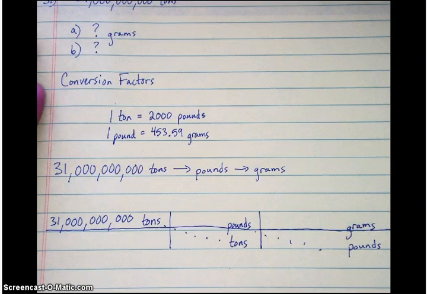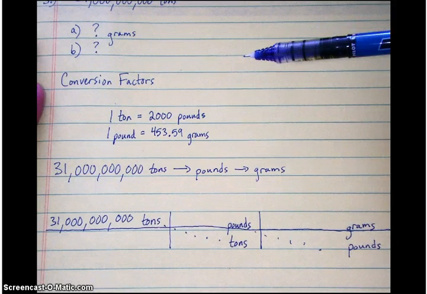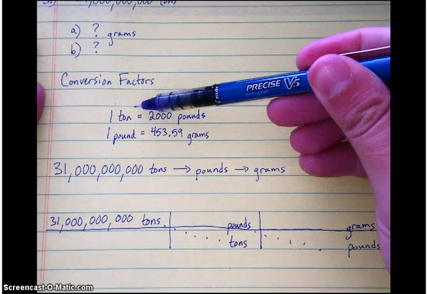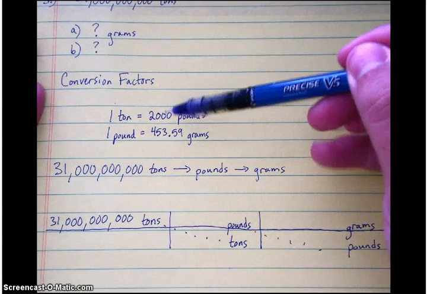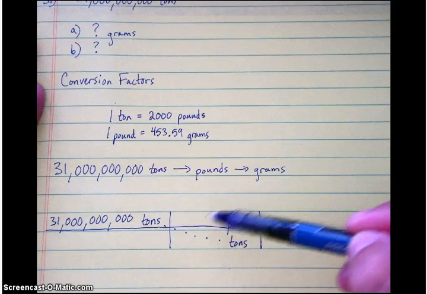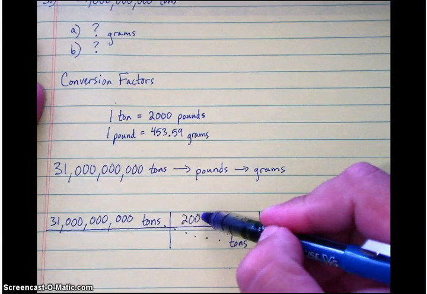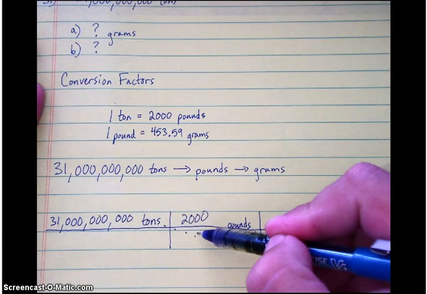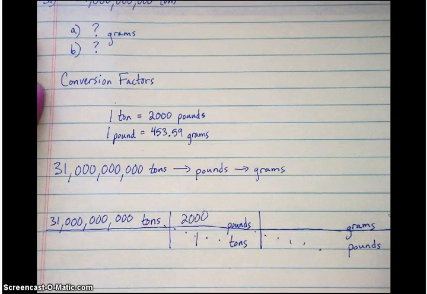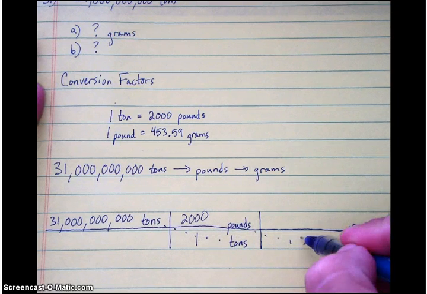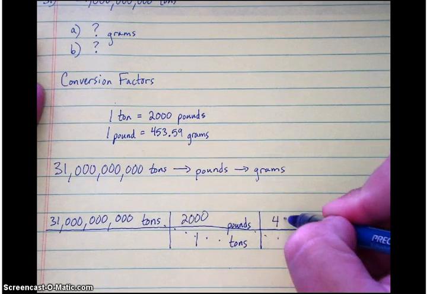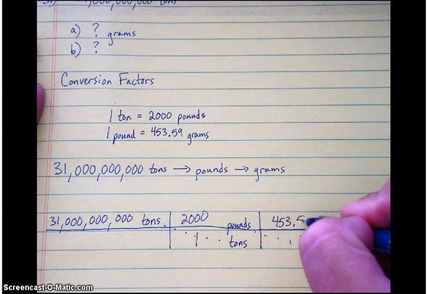At this point, we're going to go back up to our conversion factors, and for every fact we've established, for instance 1 ton equals 2,000 pounds, that fact now goes into a fraction. So 2,000 pounds is the same as 1 ton. The other conversion, 1 pound is the same as 453.59 grams.